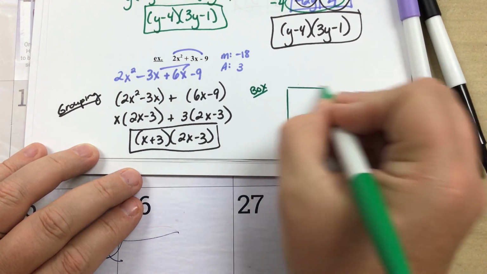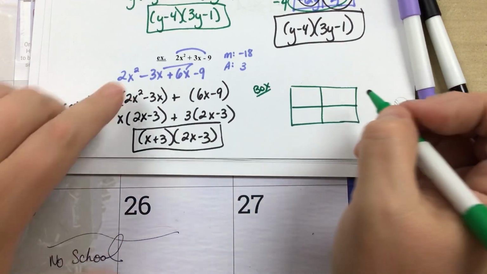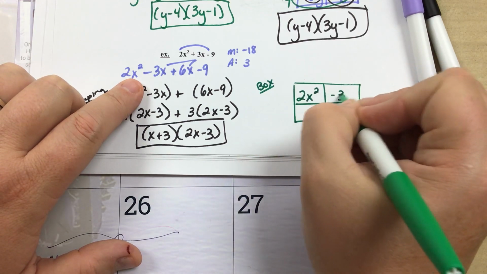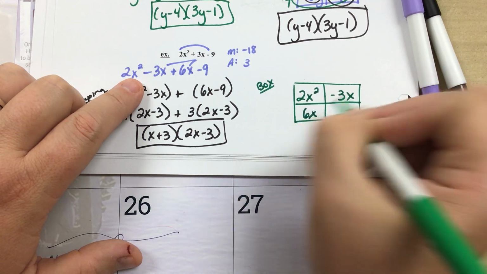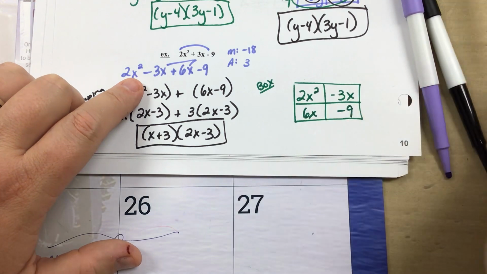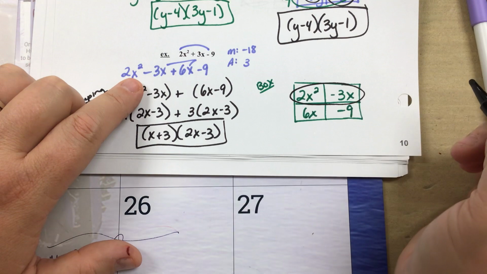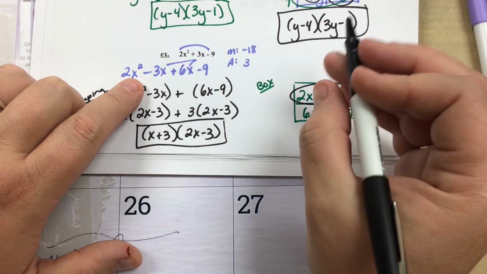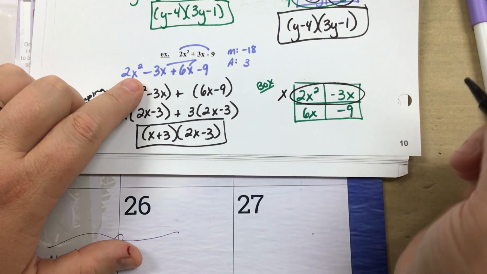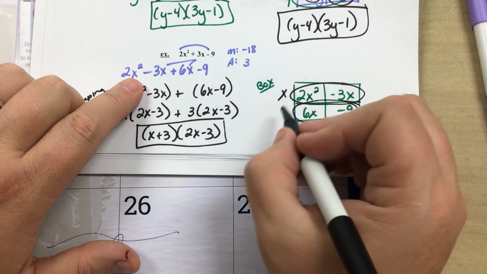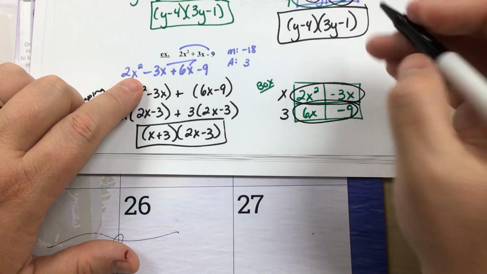So again, I'm going to draw the box. I'm going to put each of these 4 terms in the box. So 2x squared, minus 3x, plus 6x, and minus 9. So again, if I look at the first row, what can I factor out? Hopefully you're going to say an x. If I look at the second row, what can I factor out? Hopefully you're going to say a 3.